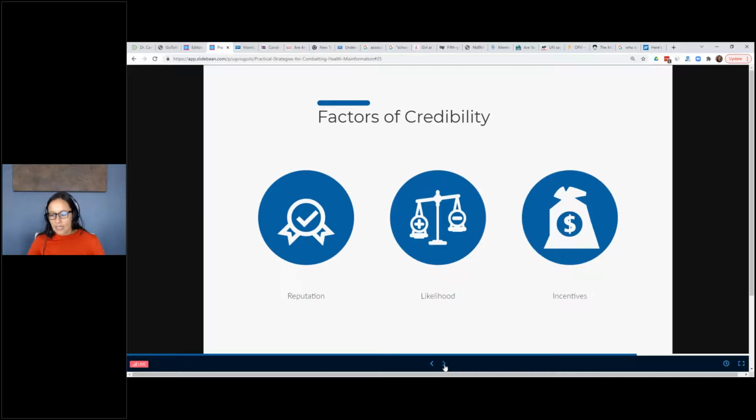Reputation, likelihood, and incentives. It's really important to think through all three. It's not just one thing. Reputation is helpful, like if you know of credible sources like the CDC or the WHO or primary source materials or medical studies or well-known reputable news sources. That's one clue, right? But sometimes you find information from something that you've never heard of. It can still be reputable. So reputation is one thing, but it's not the only thing.